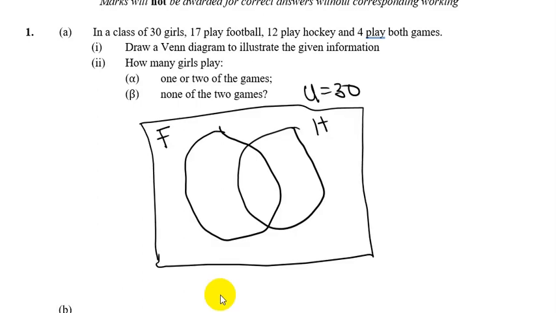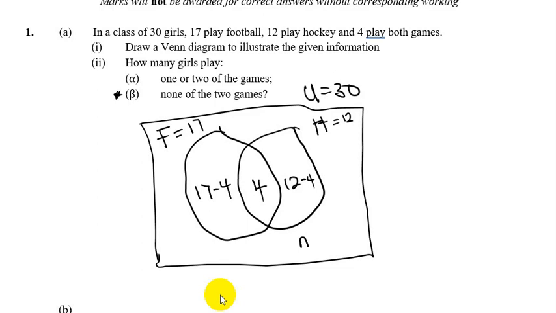So they are saying that 17 play football. So football 17 and hockey 12, and they say both games are 4, so the 4 will come here. So this side will be 17 minus 4, and this side will also be 12 minus 4. Now, because of that statement I was talking about, and from the question we can see clearly that they are saying that none of the 2 games. So by all means there is something here. So let's say n. Okay, none of them, so n.